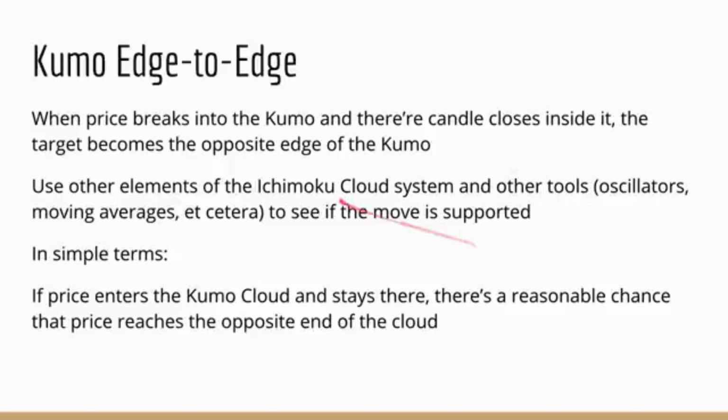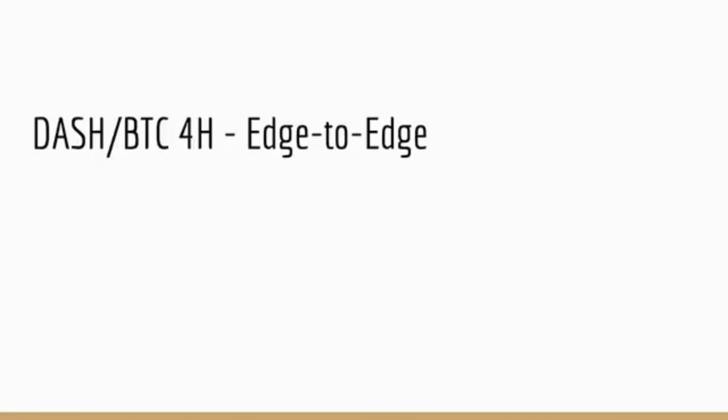And I suggest you use other elements of the Ichimoku Cloud system and other tools to see if the move is supported. It's not like a 100% TK cross strength style thing. This is just something that tends to work quite a lot. And again, this is the simple version. If price enters the cloud and stays there, which means you have candle closes within it, there's a reasonable chance that price reaches the opposite end, or at least that should be your target for a trade.